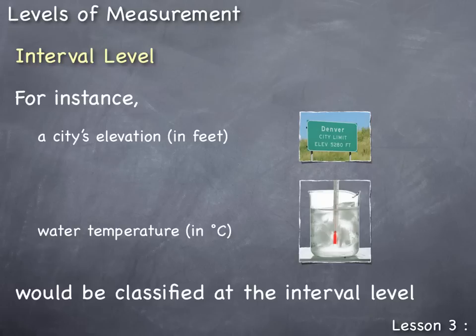Because elevation is measured as the number of feet above sea level, a city that is classified at an elevation of 0 feet wouldn't mean that they have no elevation, just means that they are at sea level. And when a beaker of water is measuring 0 degrees Celsius, that doesn't mean that there is 0 or no temperature. It just means that 0 degrees Celsius indicates the freezing point of water. In these cases, 0 means something else, not 0.